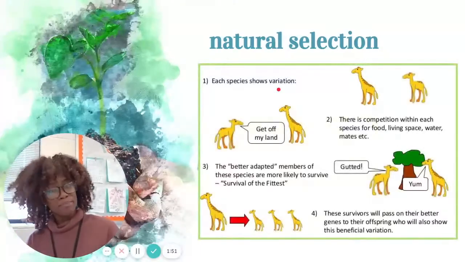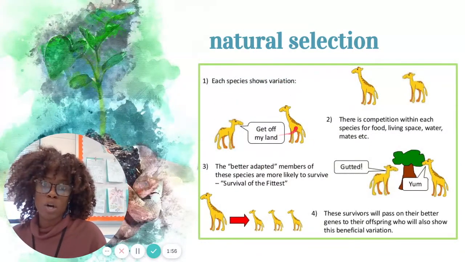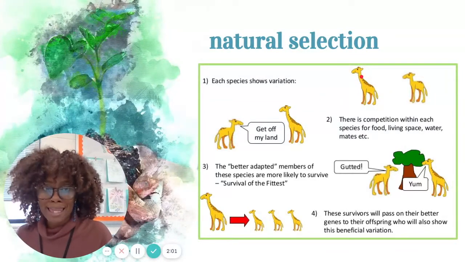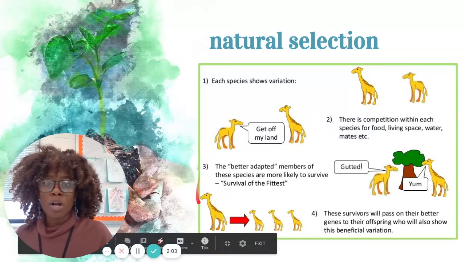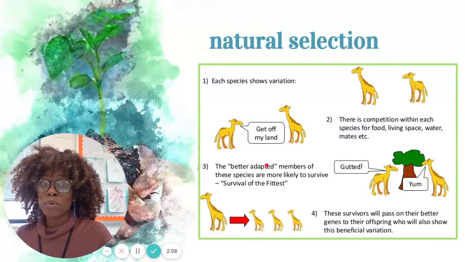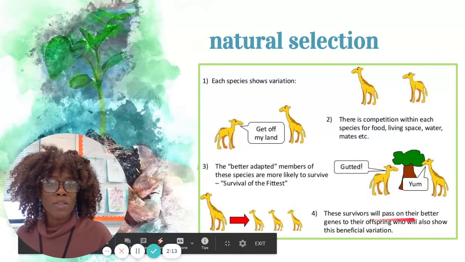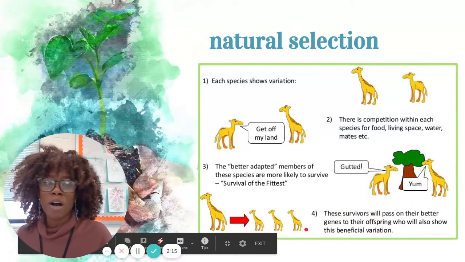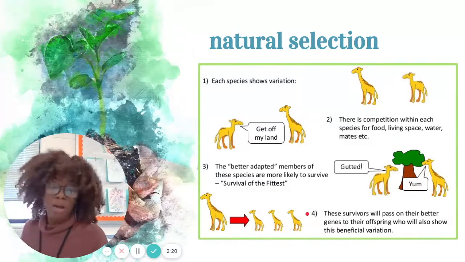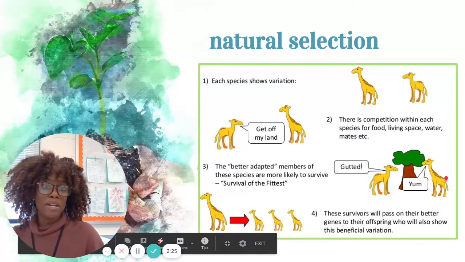Again, the process of natural selection. Each species is going to show some sort of variation, so we have tall giraffes and short ones. Of course, there's going to be competition because resources are limited. Since there's competition, some organisms are better adapted and able to survive. That is known as survival of the fittest. Those survivors pass on their better genes to their offspring, and their offspring are probably going to be tall, or whatever that adaptation is in that example. So they show that beneficial variation.